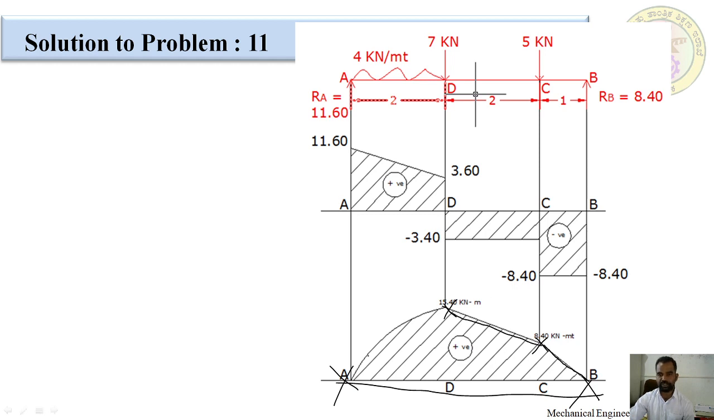After that, I am going to join this and this part with a parabolic curve, because from A to D we are having UDL. For that reason, I am going to draw one parabolic curve. This completes the bending moment diagram.